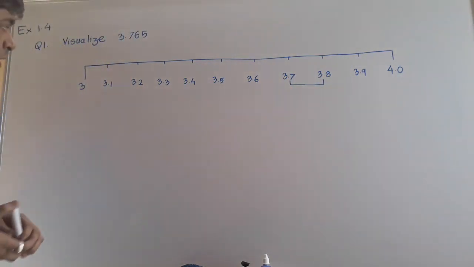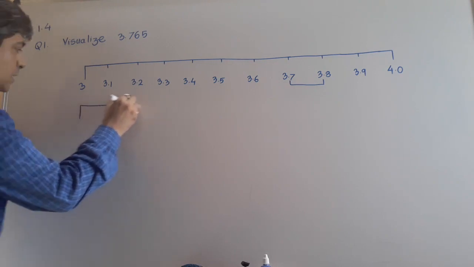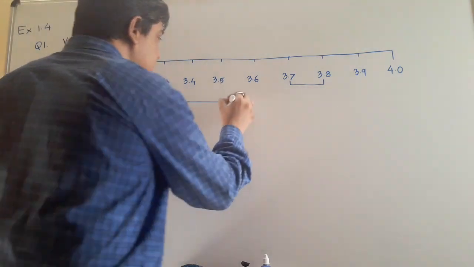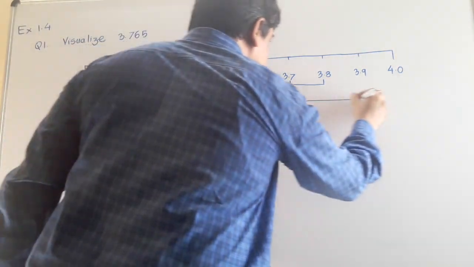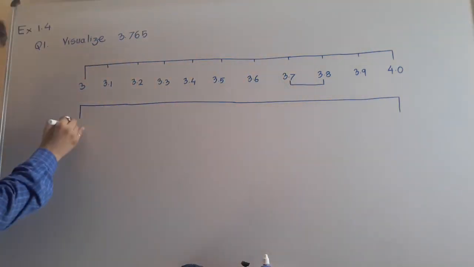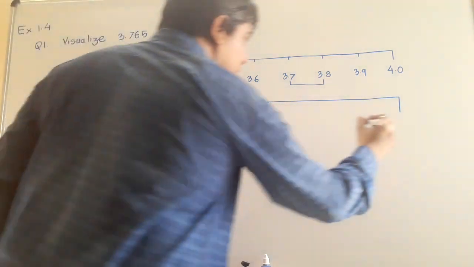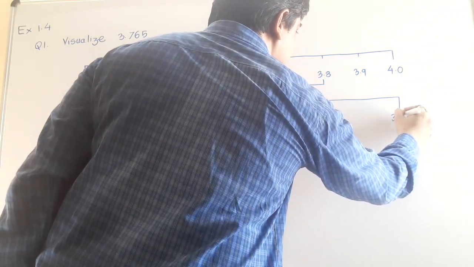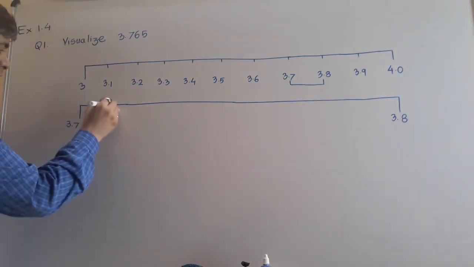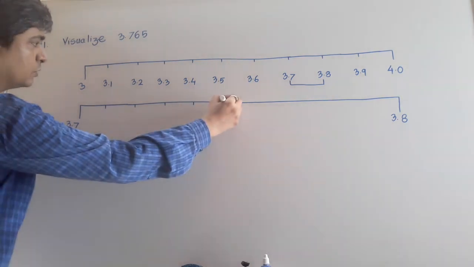I will consider this. Okay, so once again let me mark one more number line. Mark the same number line and draw the points in the same manner. Okay, this number will now be 3.7, and this number will be 3.8. And in the same way, mark the points over here. This is my first point, second, third, fourth, fifth.